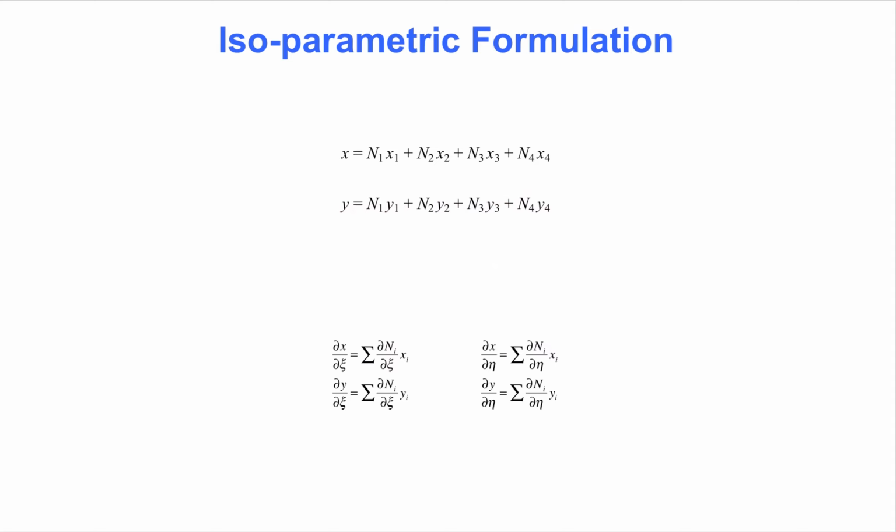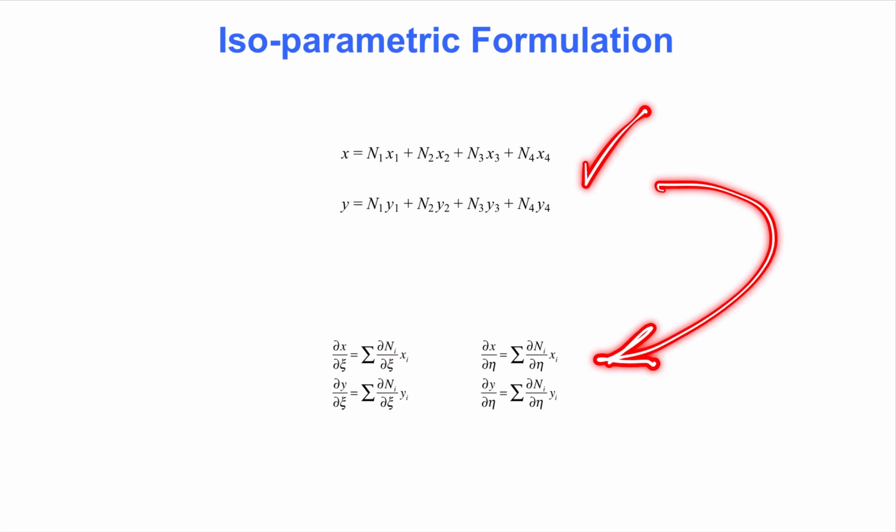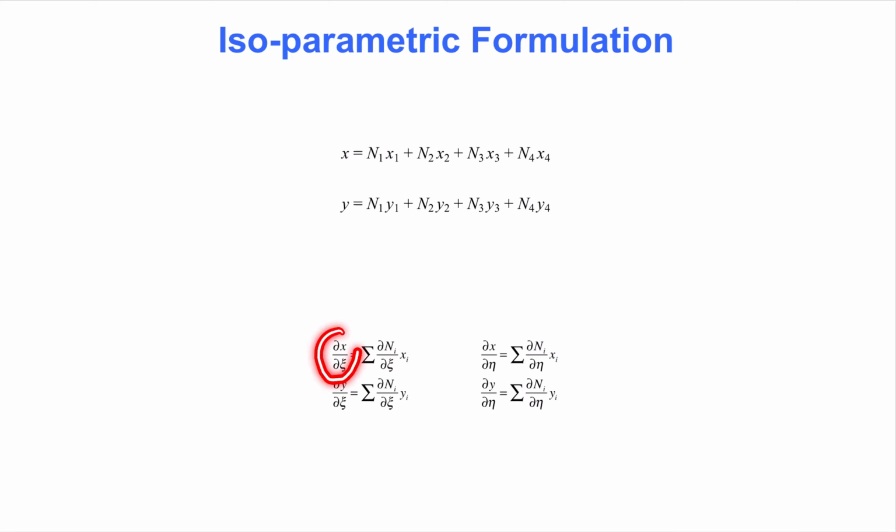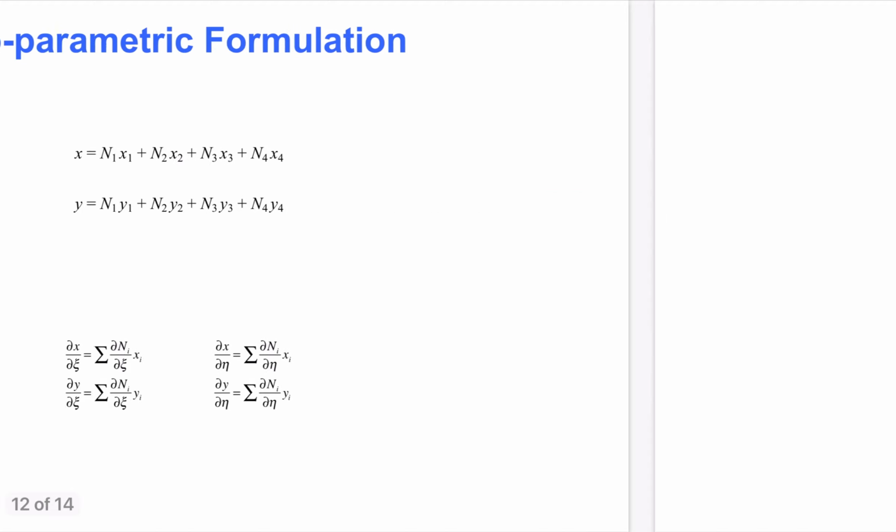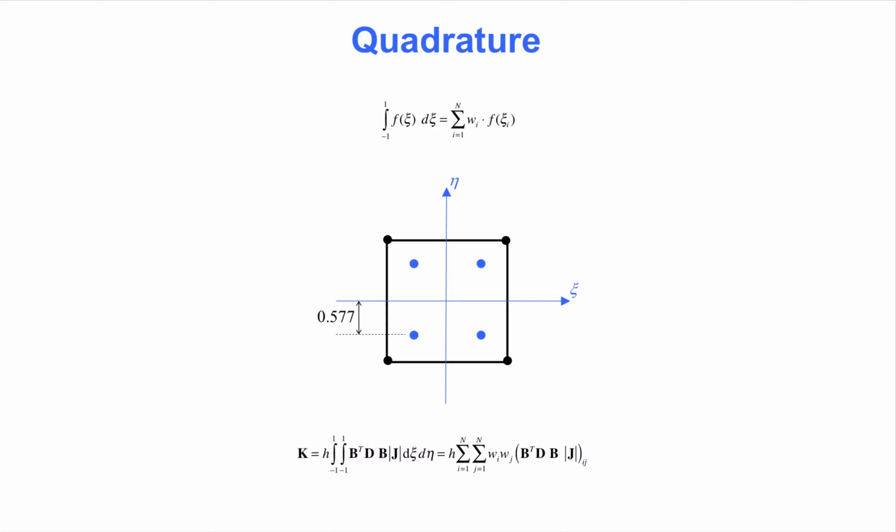It is those two equations that allow us to determine the derivative of x with respect to xi, etc., for the Jacobian matrix. Those derivatives are shown below. This is simply a matter of differentiating the equations above with respect to xi and eta, which implies differentiating the shape functions in those expressions. This concludes the evaluation of the integrand, but not the integral for the stiffness matrix. For arbitrary element shapes, it is not possible to evaluate the integral analytically. That is why numerical integration, namely quadrature, is needed.